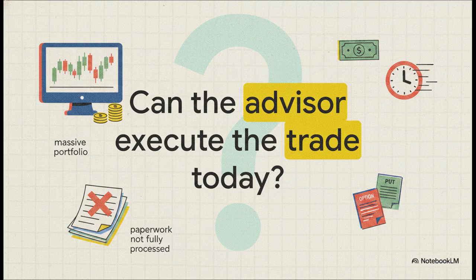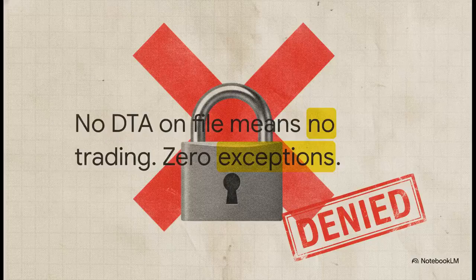Let's look at one final, super high-pressure scenario. A new client comes to your desk. They have a massive portfolio, decades of vast options trading experience, and they want to execute a time-sensitive options trade right this exact second to catch a fast market movement. But their paperwork isn't fully processed yet. Can the advisor execute the trade today just to keep this VIP client happy?